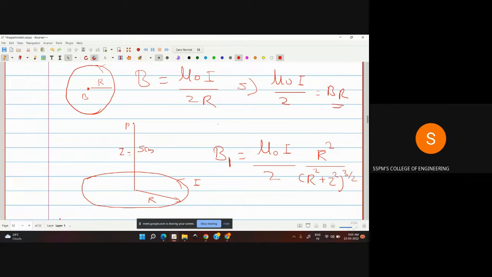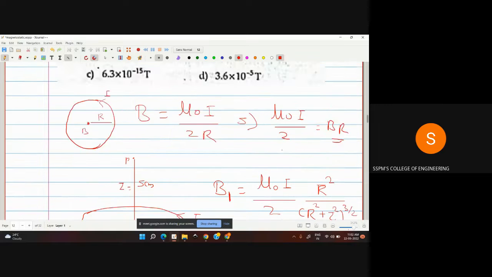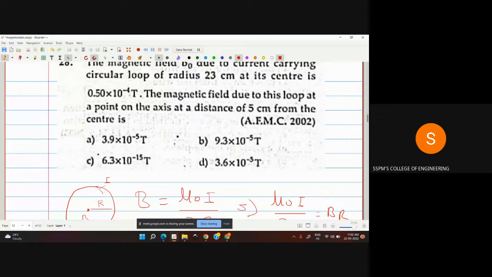सगळं दिलेलं आहे बघा. mu 0 I divided by 2 is B into R, है ना, into R square divided by R square plus Z square to the power 3 by 2. R is given किती आहे? R 23 सेंटीमीटर, Z is 5 सेंटीमीटर आणि B into R दिलेला आहे. B काय आहे? 0.5 into 10 to the power minus 4 and R is 23 सेंटीमीटर. हे सगळे व्हॅल्यू सबस्टिट्यूट करा and calculate it. You will get approximately this value 6.3.